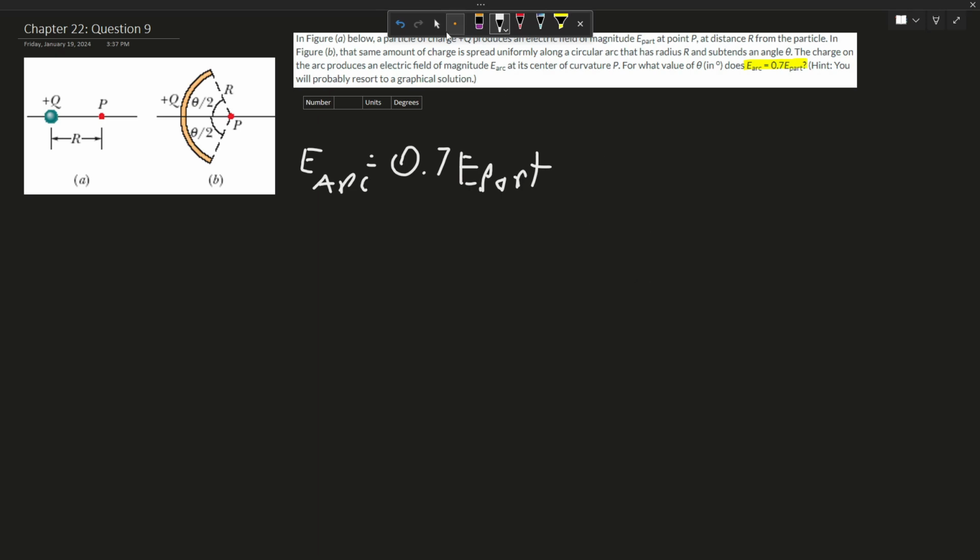Now this is really bad writing. I don't know how to write in this that well, but I'm going to write out the definition of E arc and E part. So E arc is defined as 2Q sine theta over 2, over 4 pi. I think I'm getting the hang of drawing with the mouse.